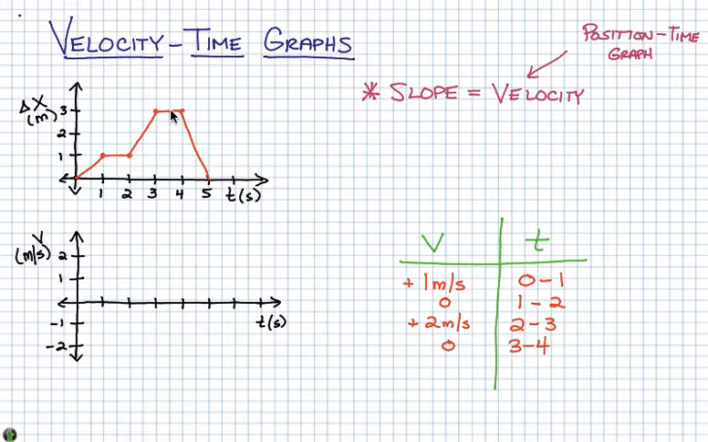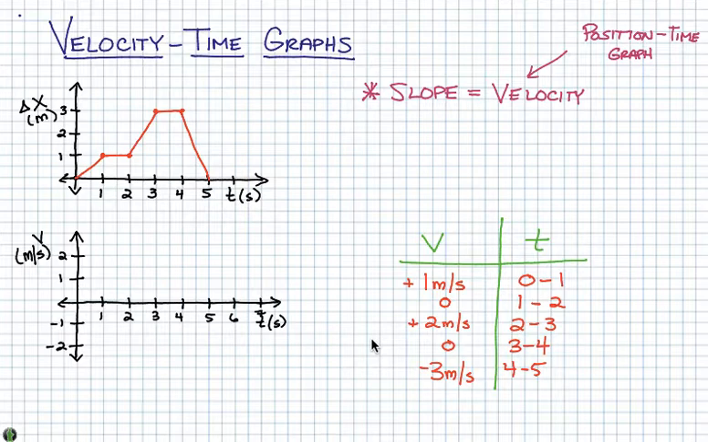And last but not least is 4 to 5 seconds. So what is happening from 4 to 5 seconds? Well, as said before, we drop 3, negative 3, and our run is 1 second. So negative 3 over 1 gives us negative 3 meters per second. The reason I like this little table is that now we have our points. From 0 to 1, it should be at 1 meter per second, positive 1 meter per second. So I apologize, I forgot to throw my time in here.